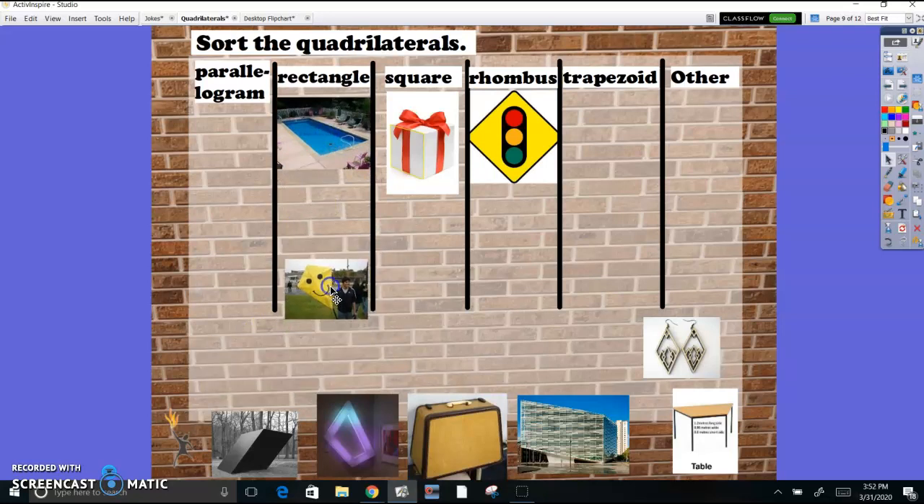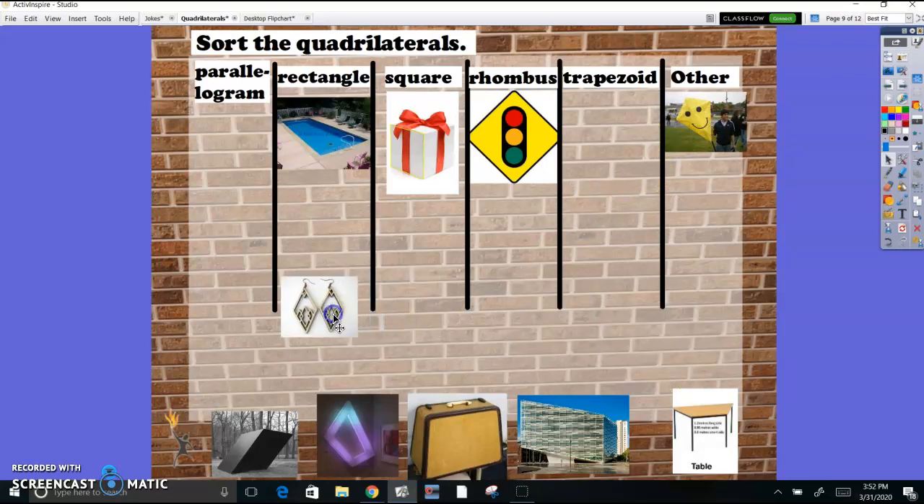What do you think this kite is? Would you say this is a rhombus? In fact, it is not a rhombus. It looks like it. However, remember, a rhombus has 4 equal sides. On this kite, this side and this side are not the same length. Therefore, this is not any one of these 5 special quadrilaterals. This is other.